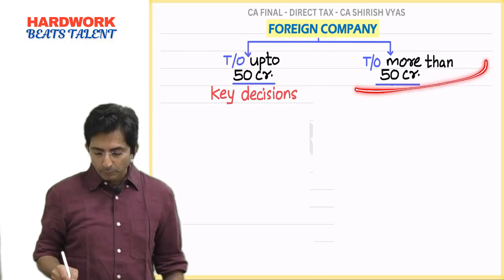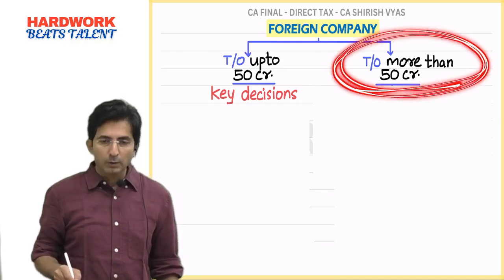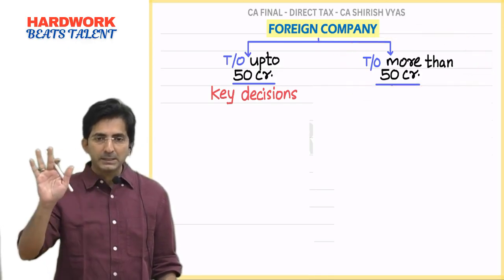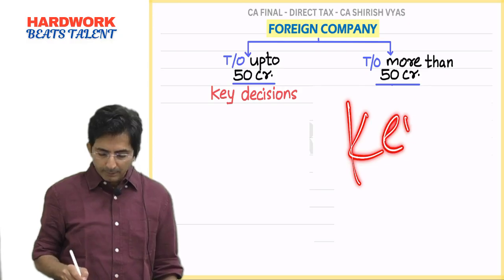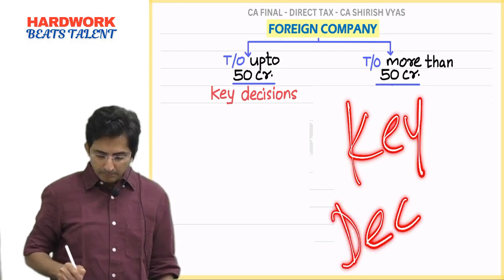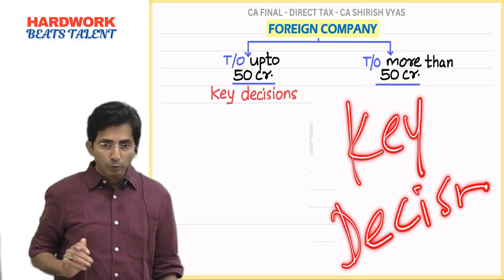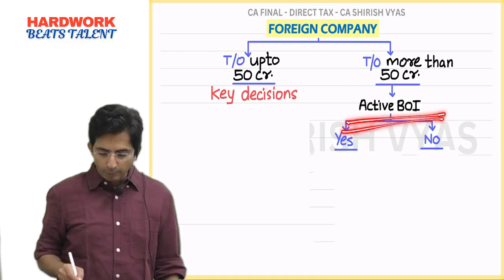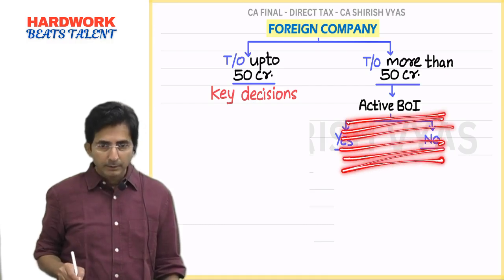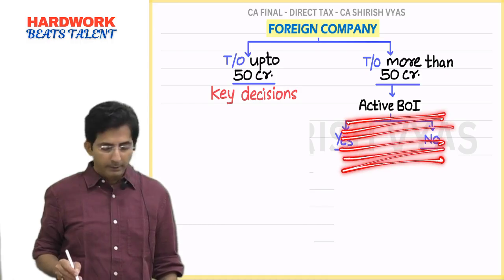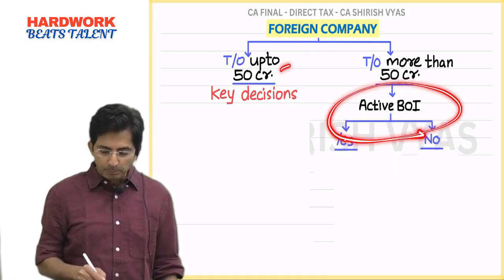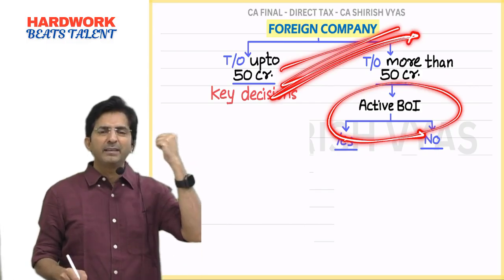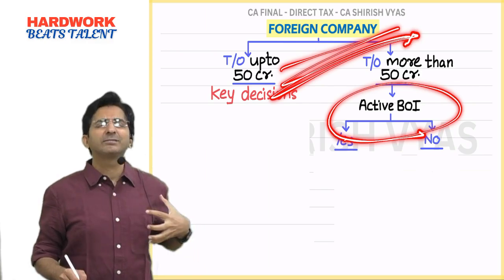But for a company having huge turnover above 50 crores, there is a different test. Now we will not see the key decision making place. You know what we will check? There is one test called ABOI. If this test is passed by the foreign company, they will win. They will get the status of NR.